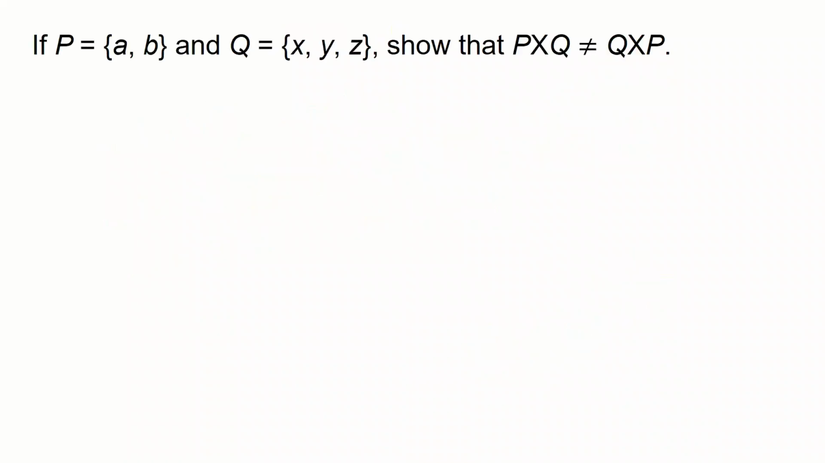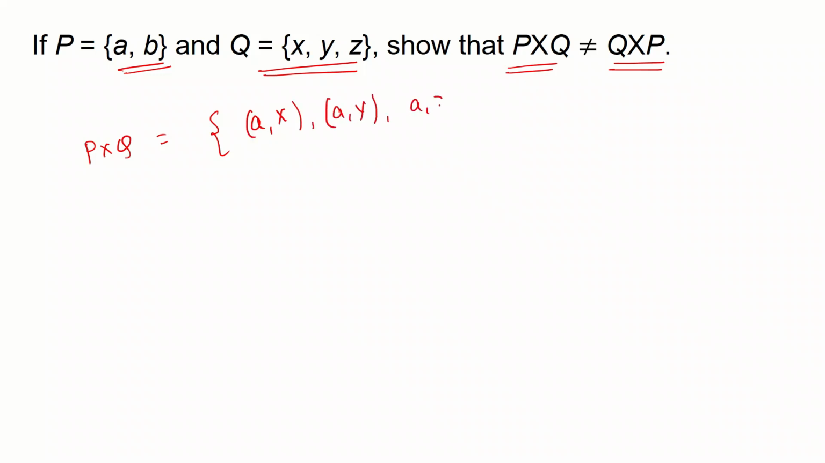Okay, so let's take up an example. If P is equal to {a, b} and Q is equal to {x, y, z}, then show that P cross Q is not equal to Q cross P. When we have to write down P cross Q, we have to make sure that in this Cartesian product, the ordered pairs will have their first element from P and second element from Q. So the elements would look something like this: (a, x), (a, y), (a, z), (b, x), (b, y), and (b, z).